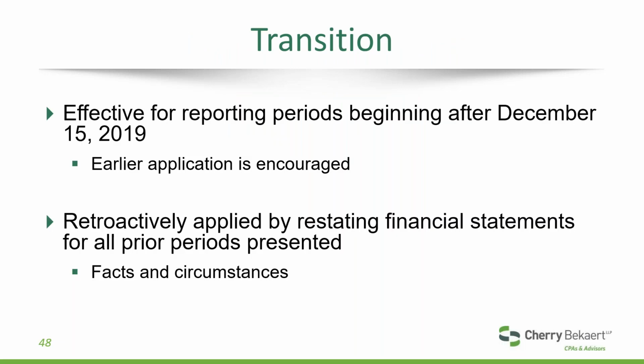So the transition to apply this statement is required for reporting periods beginning after December 15, 2019. For our June and September year ends, that would be fiscal year 2021. This statement should be applied retroactively by restating the financial statements for all periods presented. And when calculating your restatement, you should use the facts and circumstances that exist at the beginning of the implementation period.